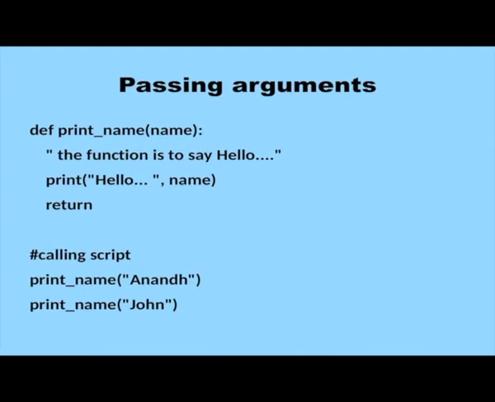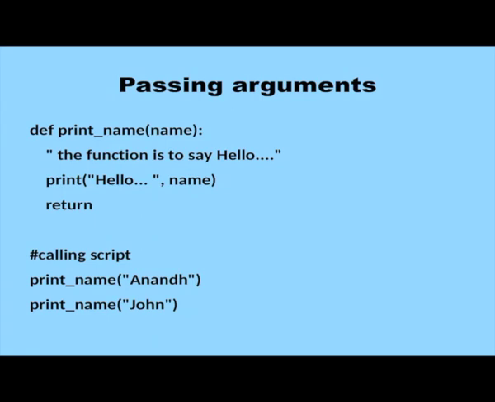In the previous example, we had a simple function without any arguments. Now, let us pass some arguments to the function and see what happens. So, here we use the function called print name, but this time we pass some arguments. Here in this example, when invoking the function print name, we pass a string object Anand.